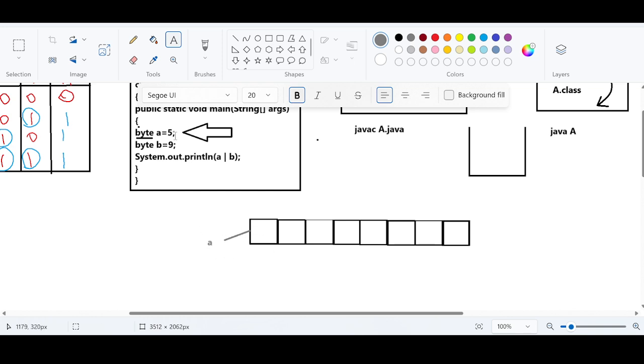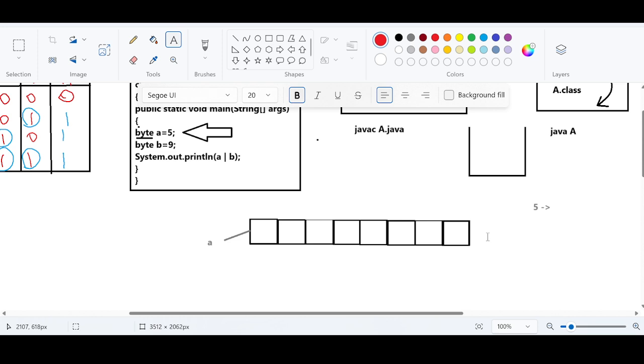But 5 is a decimal number. In the memory level, this decimal number has to get converted to a binary number. Can anyone tell me what is the binary number for 5? 0101. Okay.